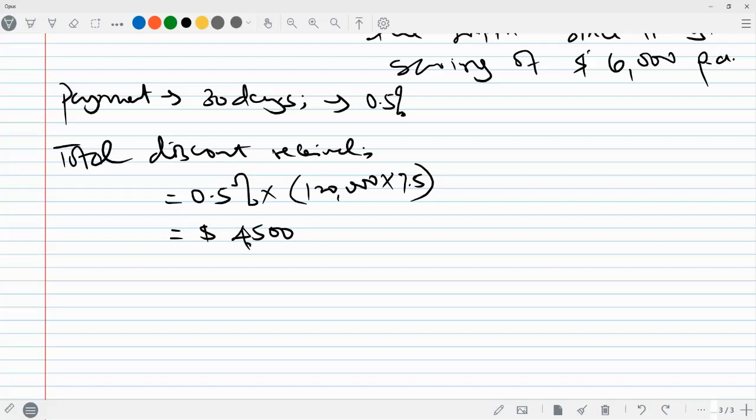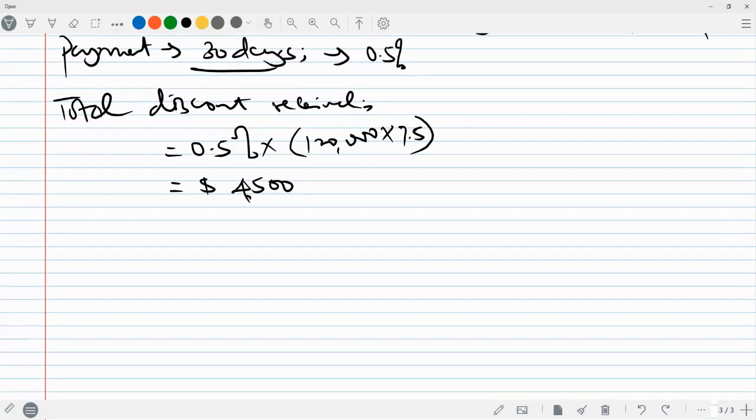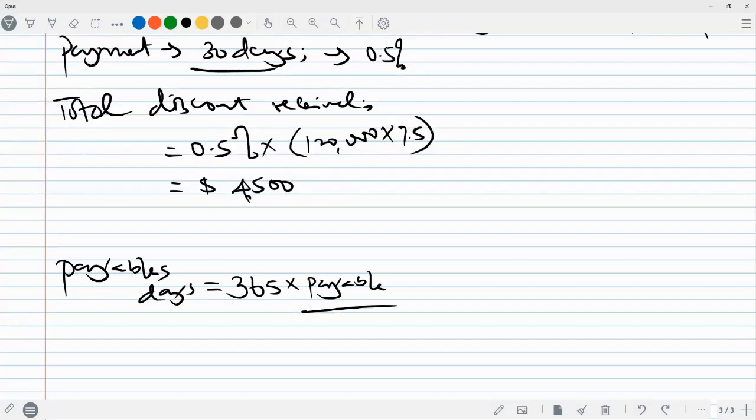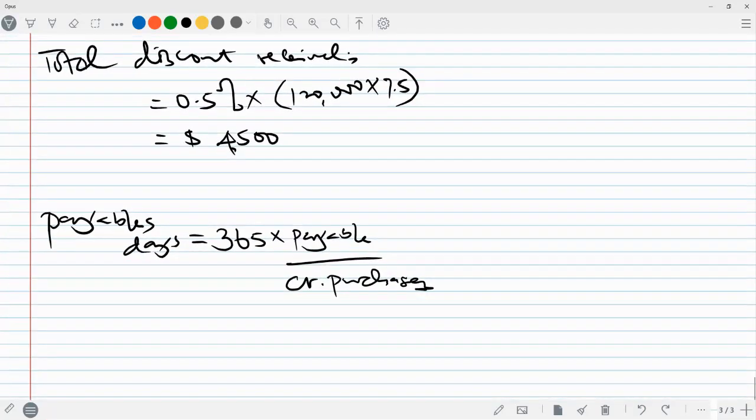However, there's a catch. The catch is that you must pay within that number of days. The question was asking, currently, how long do you take to pay the supplier? We need to work that out. So the current payable days is equal to the number of days in a year, which we'll use as 365, multiplied by the payable, the amount that we owe the supplier, divided by the credit purchases. That tells us currently how long we take to pay the supplier.